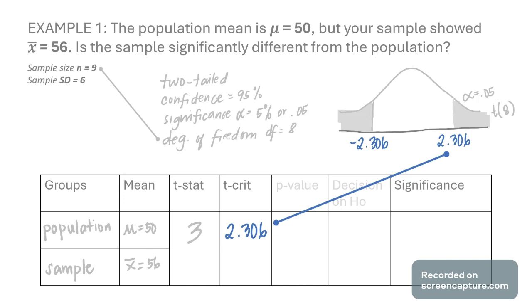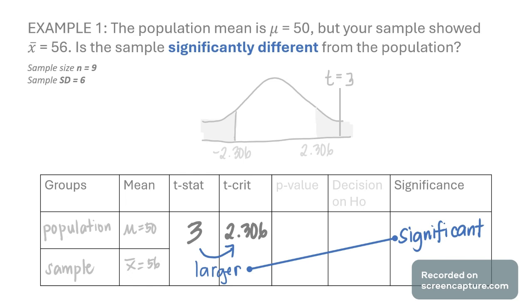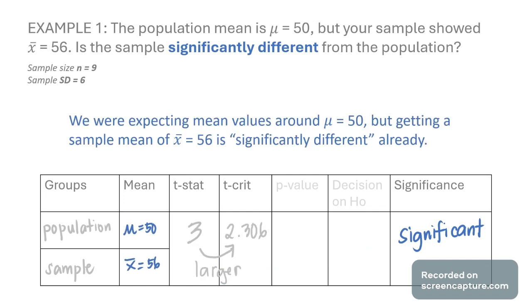At the moment, we shall immediately skip to significance. Because our t-stat of 3 exceeds the t-critical of 2.306, we shall consider this difference as significantly far from the mean mu. Remember, when the t-stat is greater than the critical value, then we can consider the difference as significant. What does this mean? We were expecting mean values to be around 50, more or less, but we got a value of 56. This is significantly far from what we would usually expect. Hence, a significant difference exists between the population and sample in terms of means.